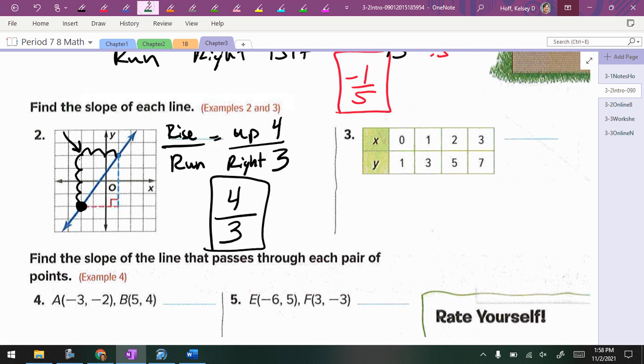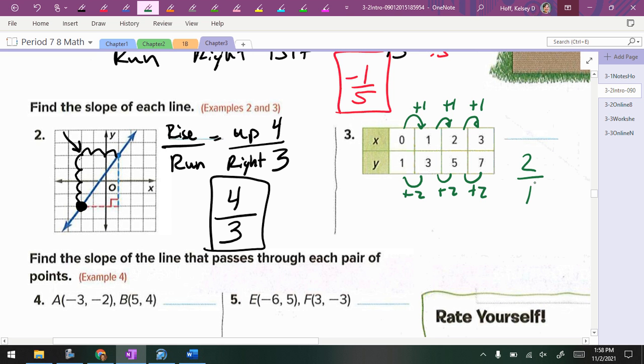Number 3, this is just like yesterday, finding your change. You should have had a +1, and a +1, and a +1, and a +2, +2, +2. Biggest question of the day, which number goes on top? Y, which is 2 over 1. Can you simplify that? No. Technically, it is 2. But if you leave it as 2 over 1, I will not complain about that whatsoever. If you simplify it to 2, I'm good with that as well.